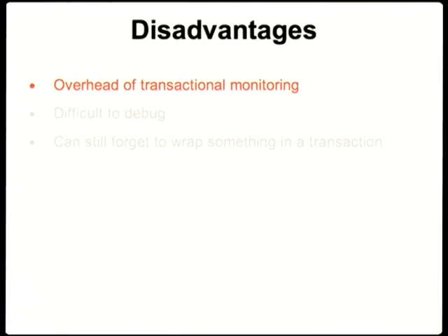There's overhead in transaction monitoring. So I said that within a transaction, the runtime has to keep track of, and it's a combination, by the way, you'll see in a minute, of code generated by the compiler and a runtime library. They keep track of all the memory accesses that happen inside a transaction.